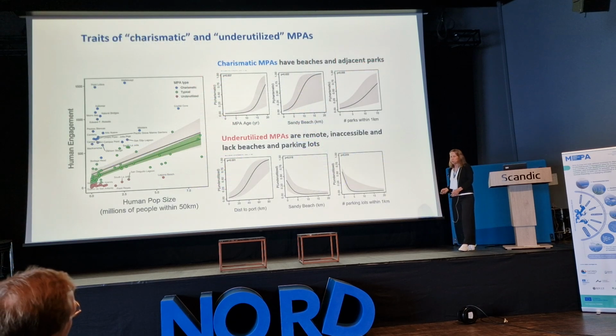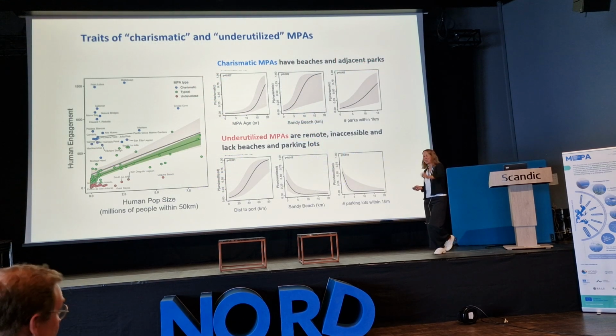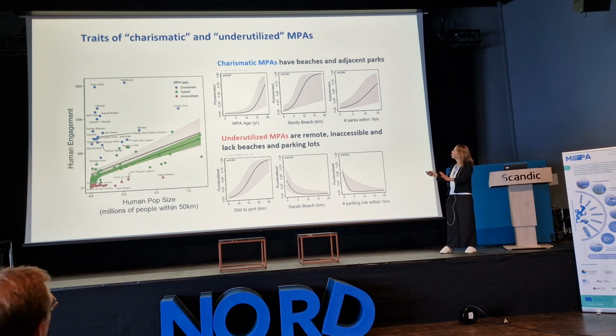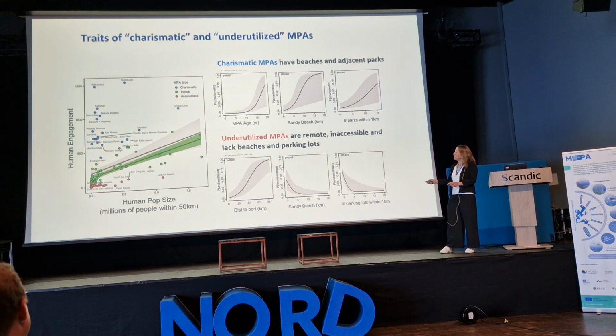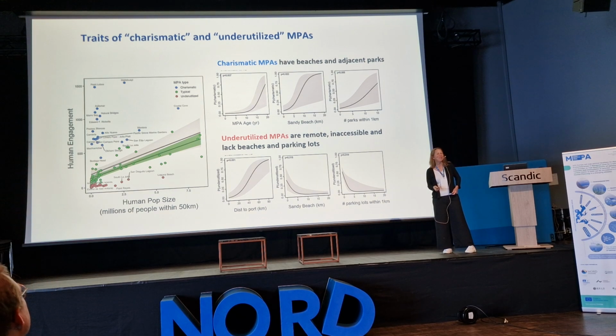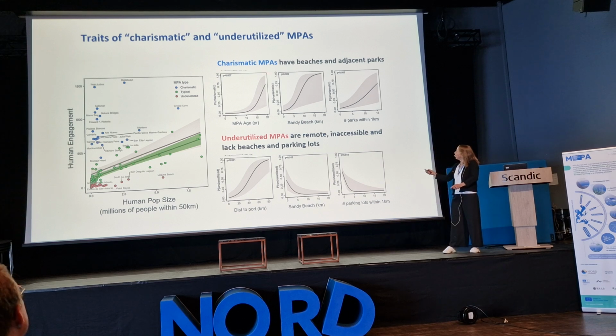We created models to try to explain it. Almost done. I just love this so much, though. We also argued whether we should call them horrible MPAs, or we went with underutilized. So charismatic MPAs, it turns out, are the overutilized ones. People don't live nearby and they're used a lot. They tend to have beaches.